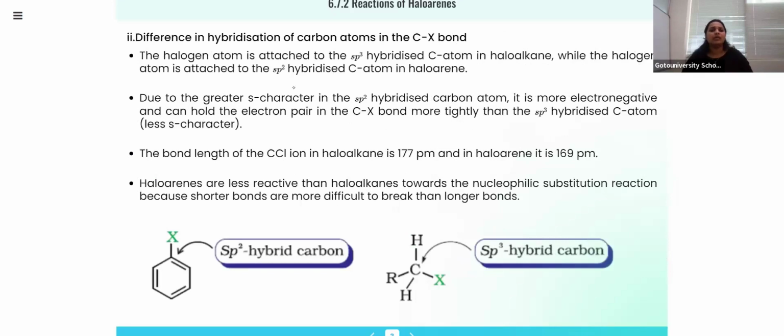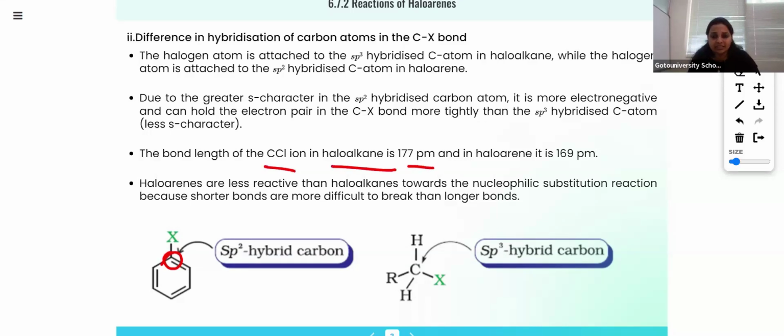Okay. So, difference in the hybridization of carbon and halogen. See here, in haloarenes the halogen is always connected to an sp2 carbon atom, because the halogen is a part of the aromatic ring. But in haloalkane, they are connected to an sp3 carbon. That is the difference. The bond length of C-Cl in haloalkane is 177, but in haloarene it is 169.